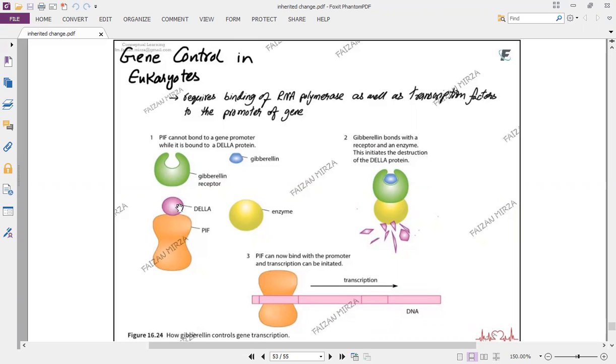So here comes the role of gibberellin. Whenever gibberellin is present, it will attach to the gibberellin receptor and an enzyme. The complex of gibberellin, the gibberellin receptor and the enzyme will cause the destruction of DELLA proteins. Once the DELLA proteins have been destroyed, PIF will be free to bind to the promoter region, and RNA polymerase will be attached there as well. And the DNA will be transcribed, and those genes will be turned on which are required for the growth of this plant.